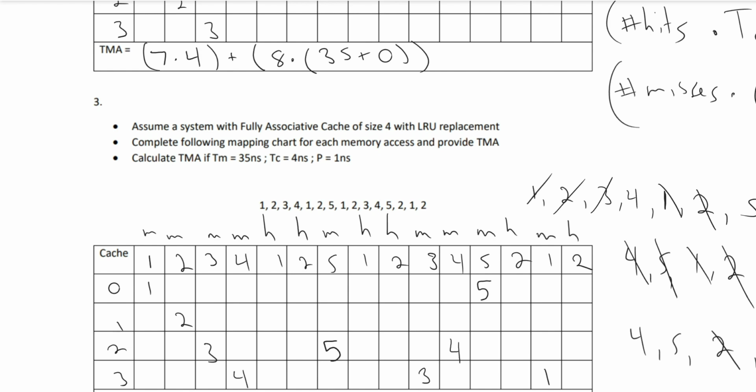2 is a hit, but then you have to move it to the front. 1 is not here because it's 3, 4, 5, 2. So put it where 3 was, this row. Put the 1, and then 2 is a hit. So you can put it here. So the final thing is 4, 5, 1, and 2.